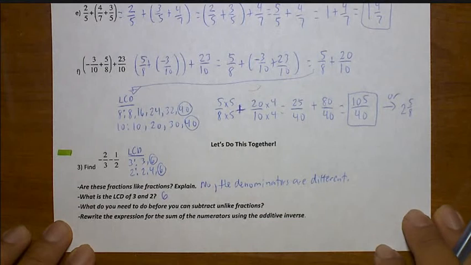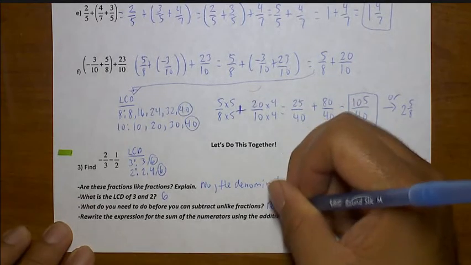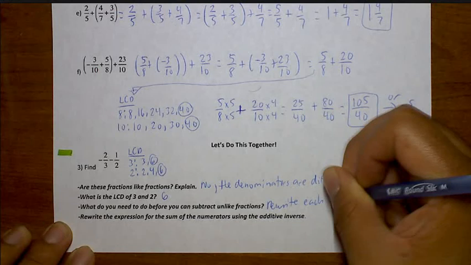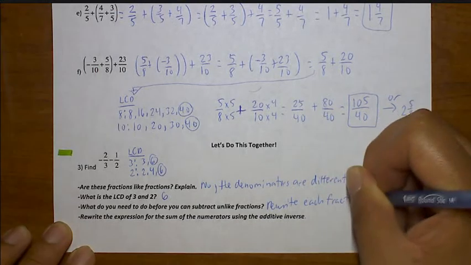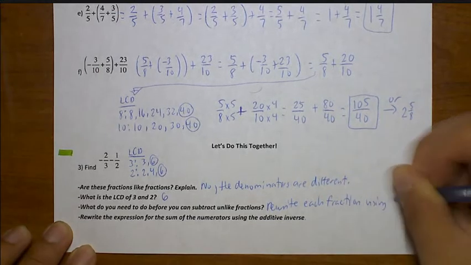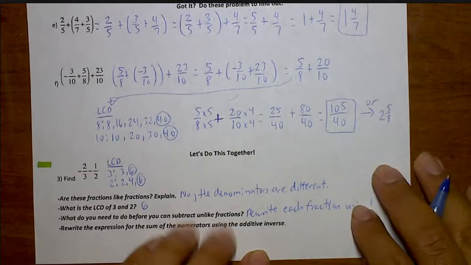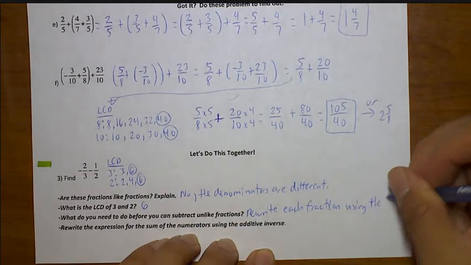Now, I have a subtraction problem here. Now, I don't like subtraction, right? So we want to change the subtraction problem to an addition problem by adding the opposite. So we rewrite the expression as the sum of the numerators using the additive inverse.